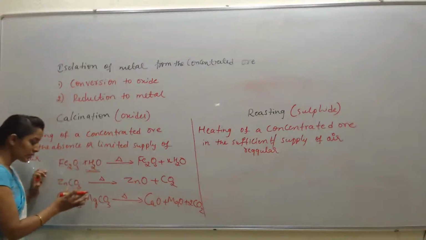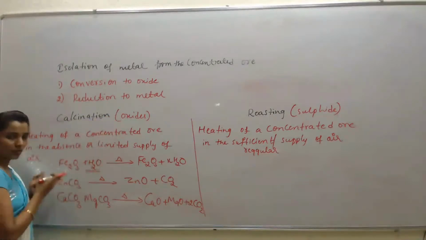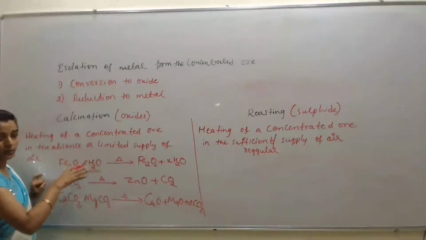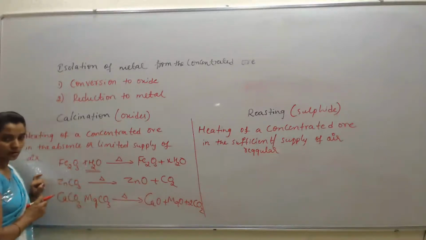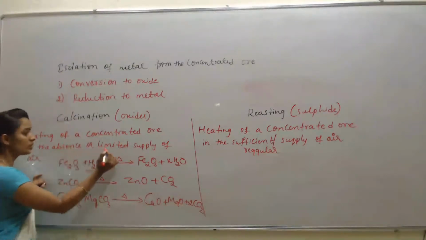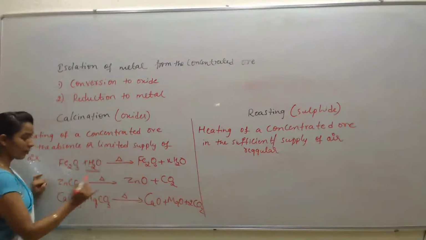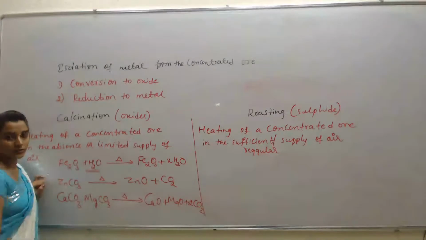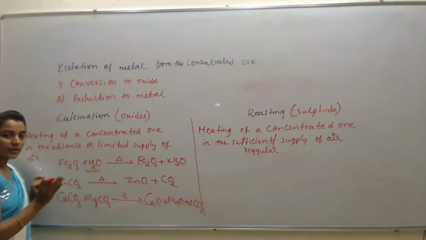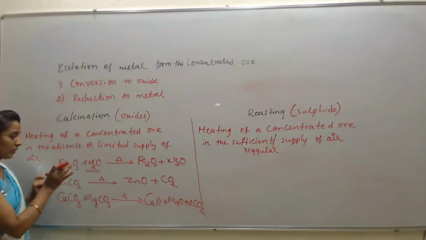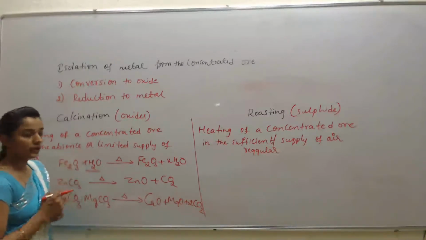The hydrated salts and the carbonate salts undergo calcination because they already contain oxygen. Here we don't require much oxygen to convert into oxide. Since they already consist of the oxygen atom, in the absence or limited supply of air, hydrates are converted into oxides and carbonates are converted into oxides. I told you, most ores are present in the form of oxides, sulfides and carbonates.